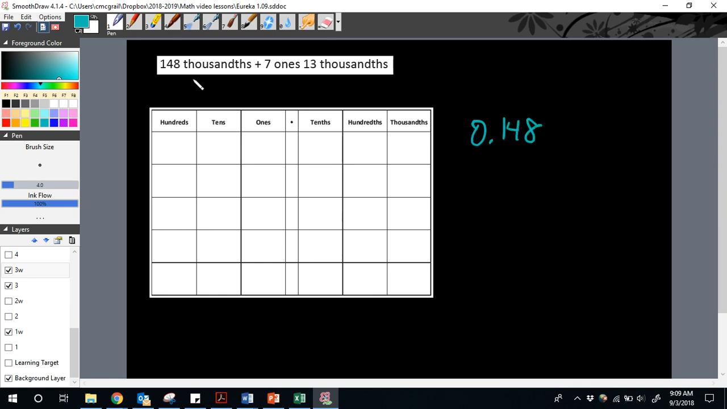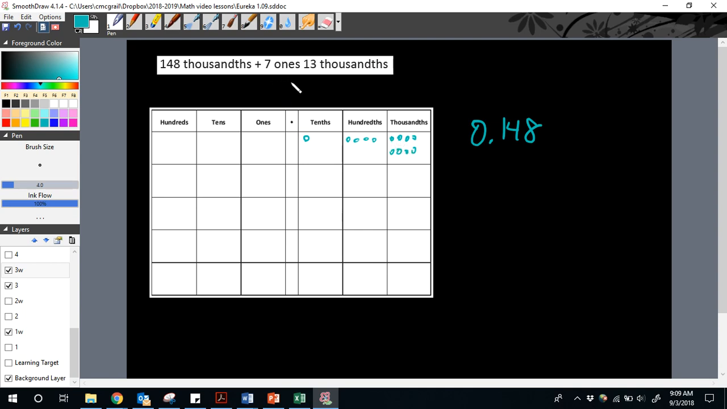So I'm going to break this down. I know that 148 thousandths still has 8 thousandths, but how many hundredths does it have? It has 4 hundredths. And it has how many tenths? It has 1/10. So this is my representation of 148 thousandths.